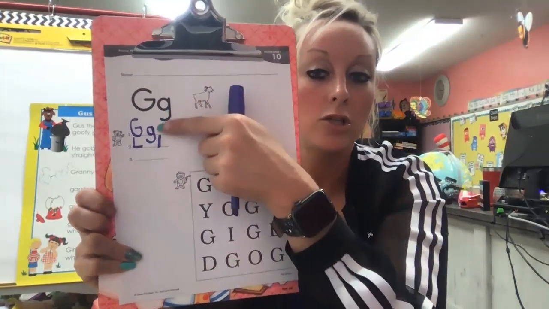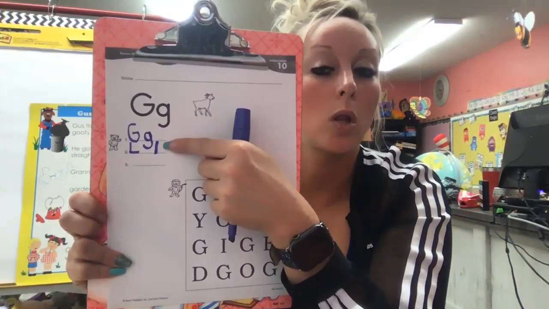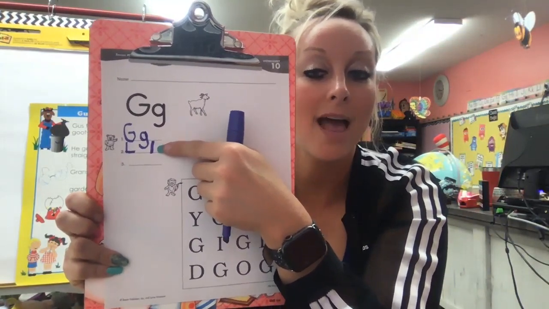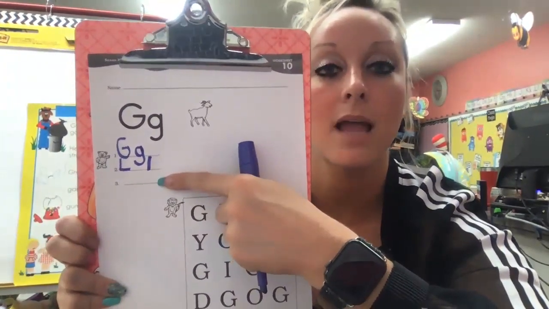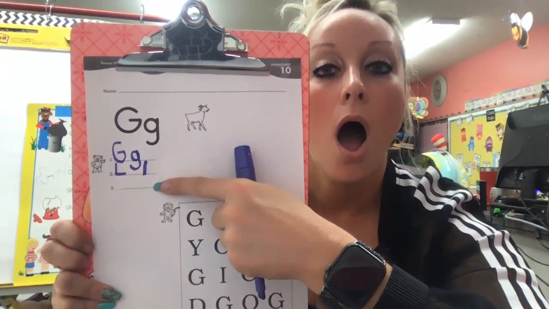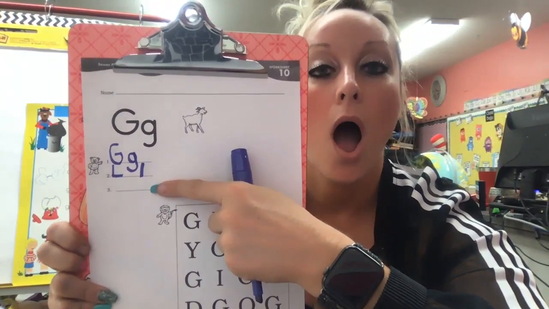So we wrote G on number 1 for G. Number 2, we wrote L. Number 3, we're gonna write the capital and lowercase letter that sounds like O. What letter says O?